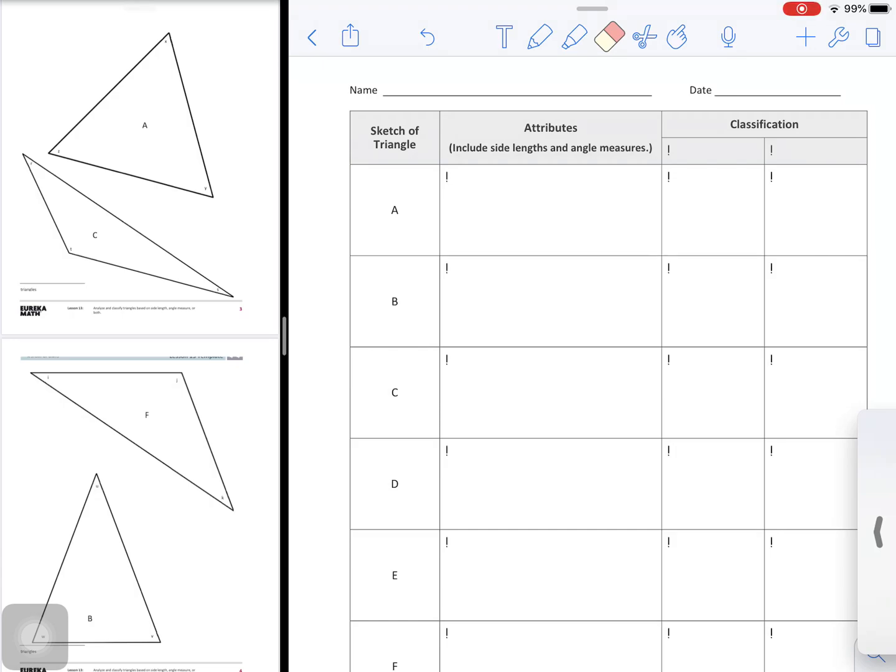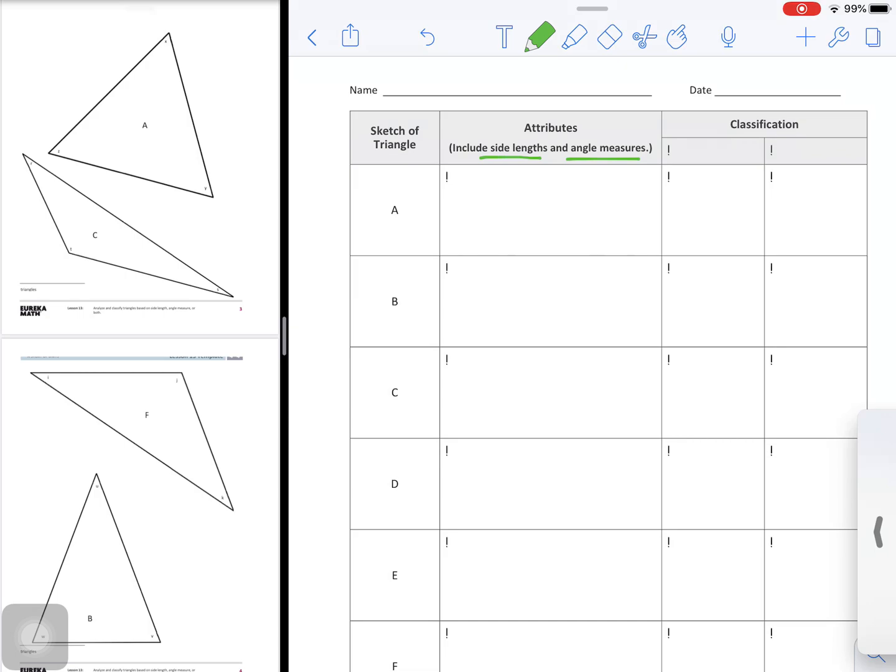Good morning, fourth grade. Today we're going to do Module 4, Lesson 13 in Geometry, and we will be classifying triangles by their attributes. That's a very fancy way of saying we're going to sort our triangles by their side length and their angle measures.